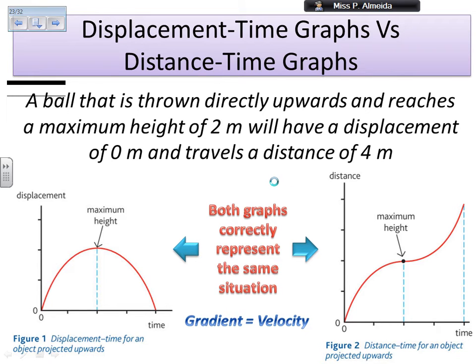Both graphs are going to tell me information about the velocity of that ball, okay? As you can see right here, when I reach my maximum height, my velocity is 0 because my gradient is 0. I have no inclination whatsoever in the graph, okay? Alright, so this is one example.